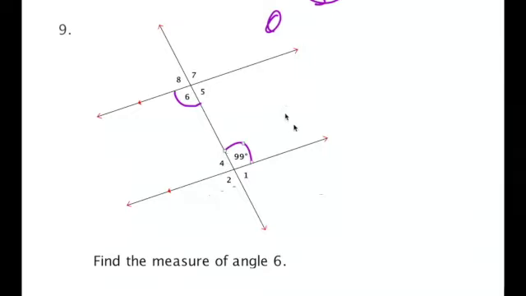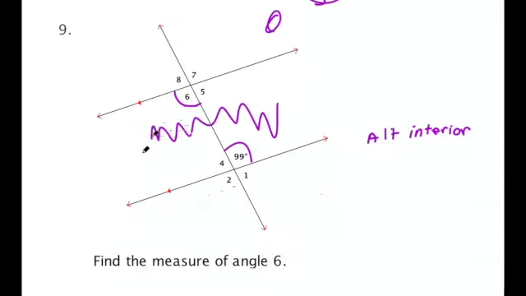Now, another type of angle is alternate interior angles. They're on the interior, so they're just in between the parallel lines. So that's the interior, and they're alternate. One's on the left and one's on the right, so that makes it alternate. Alternate interior angles, you notice, are the same size.